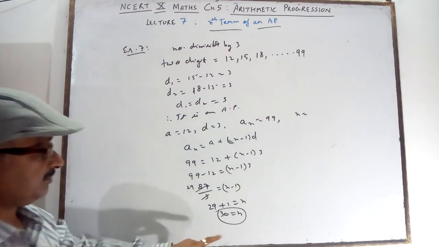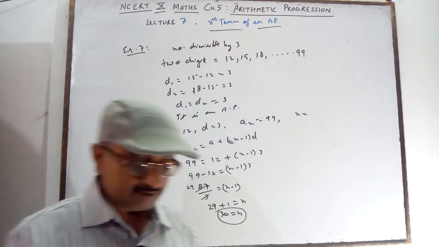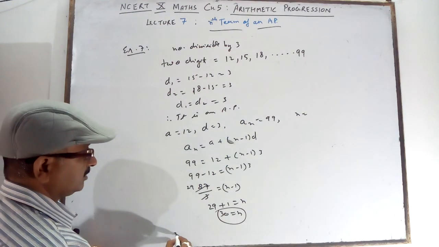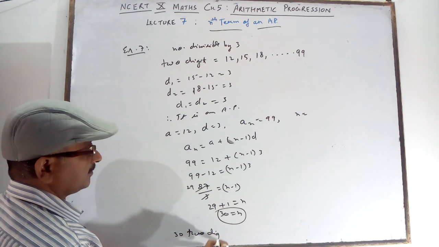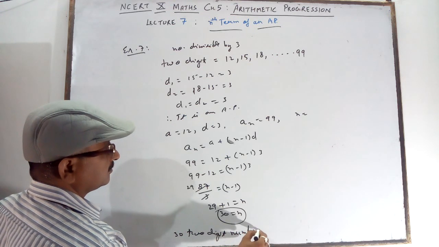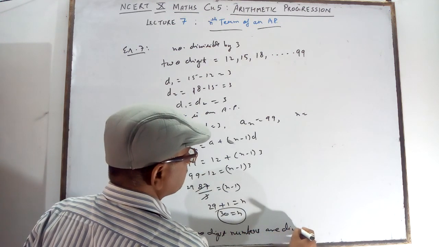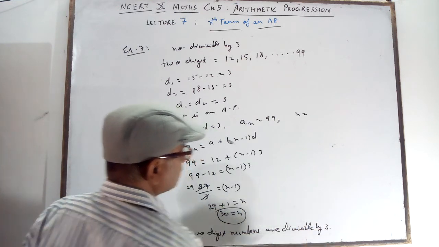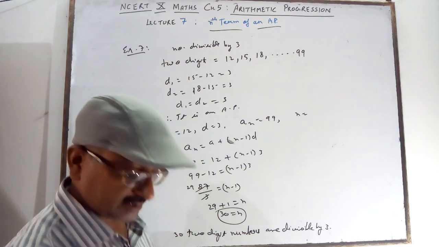How many 2-digit numbers are divisible by 3? 30 2-digit numbers are divisible by 3. What is your answer? 30 2-digit numbers are divisible by 3. Example number 7 you have seen.